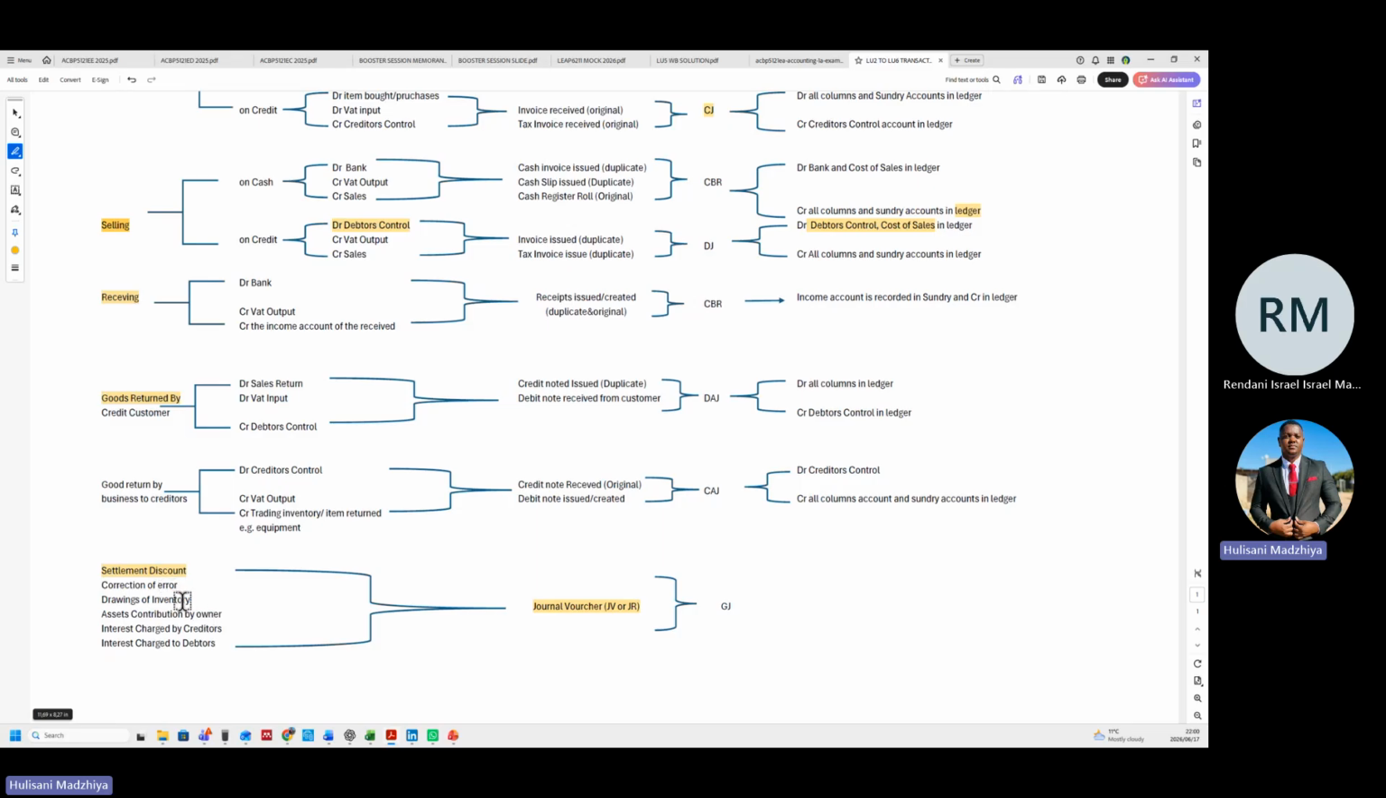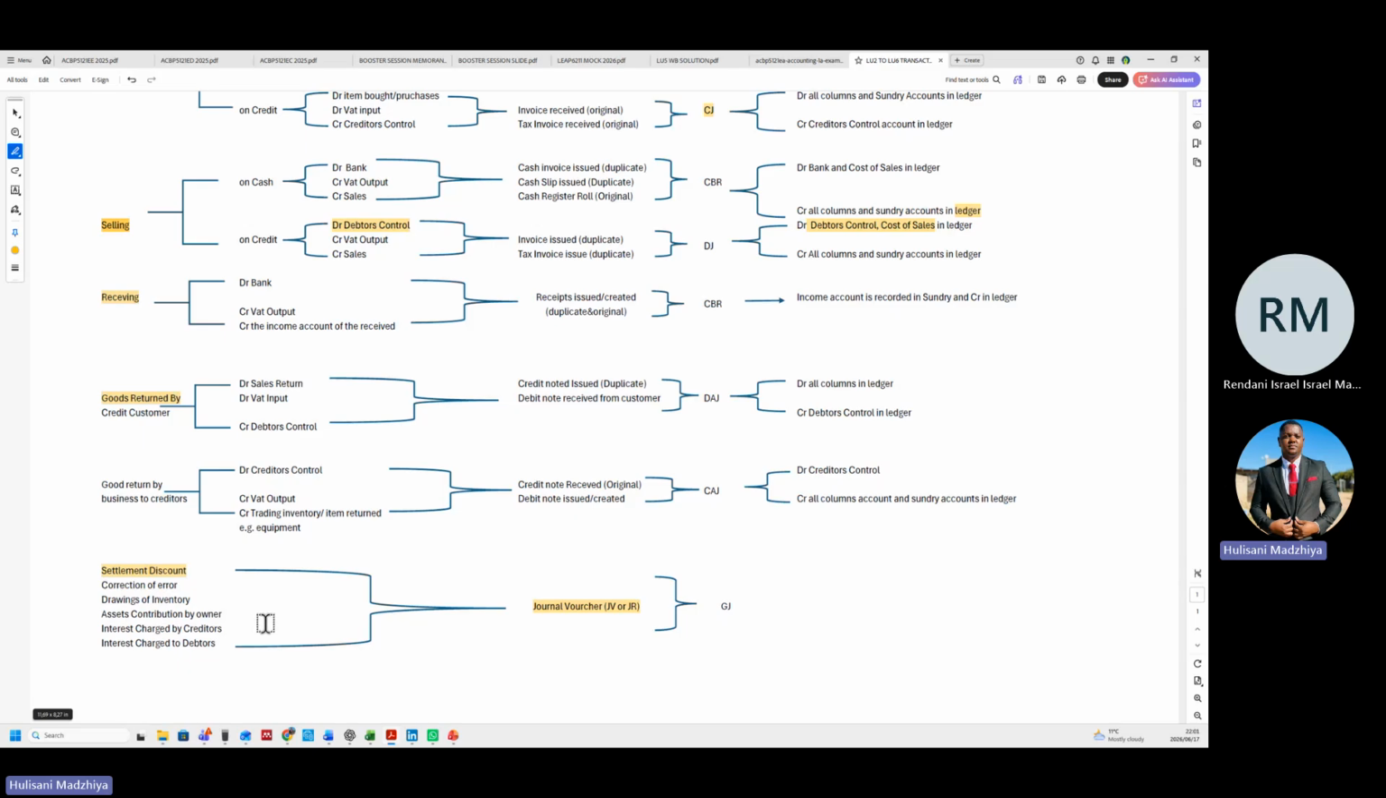But when he takes stock, we are not selling the stock, he is taking it. So this means that it will be recorded in the general journal. And then assets contribution by owner. If the owner contributed an asset, you will also record this in the general journal. You will debit the account of the assets being contributed and credit the capital account.